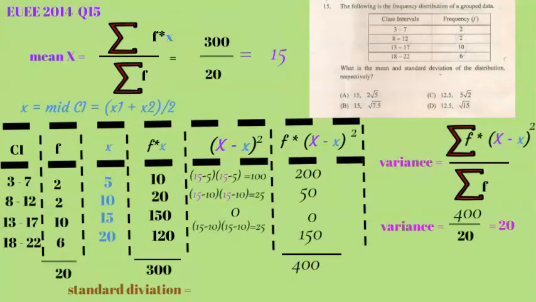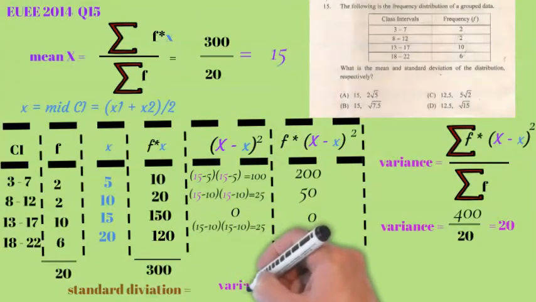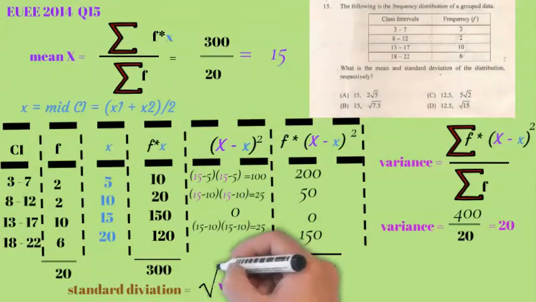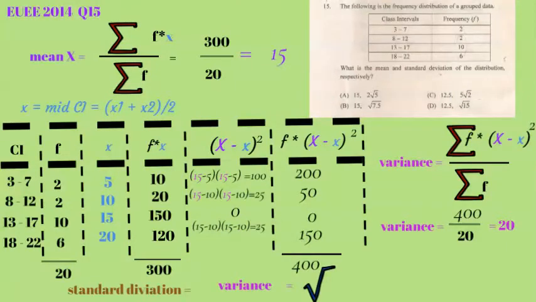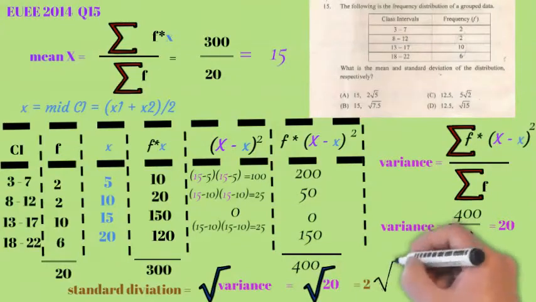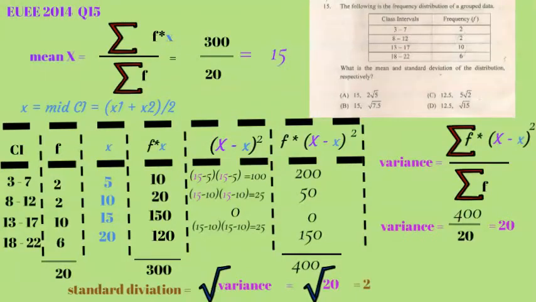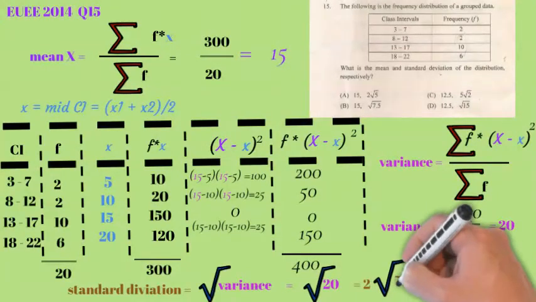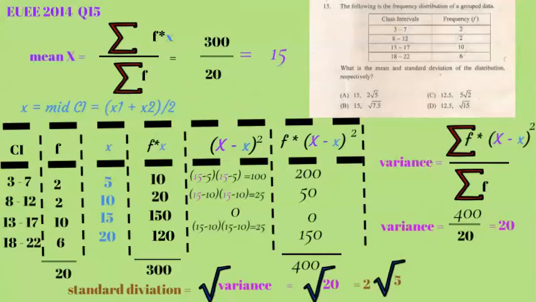So the standard deviation is going to be the square root of this variance, which is 20. The square root of 20 is equal to 2 times the root of 5, because 2 squared is 4, and 4 times 5 is 20 if you put it inside the square root.